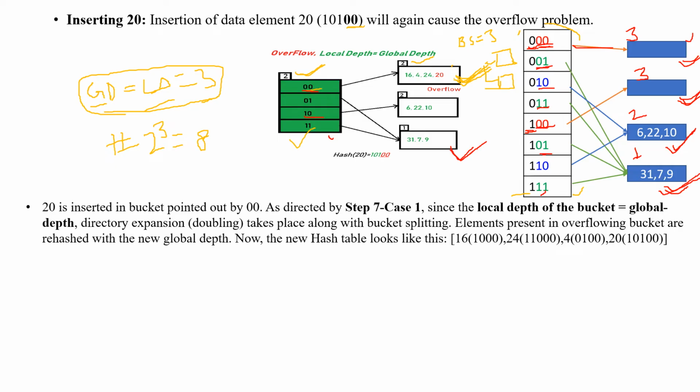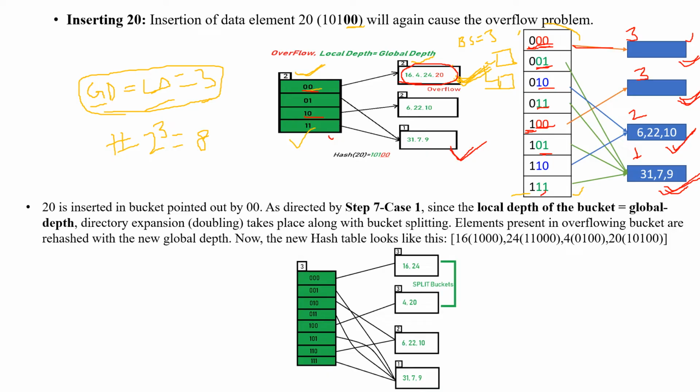Now overflow occurred. What will you do? You have to store 16, 4, 24 and 20 again in the new expanded directory and the new split bucket, because you have to rehash. On the basis of what? Now we have a global depth of 3. So according to the 3 bits, since the global depth is 3, you have to check the last 3 digits.